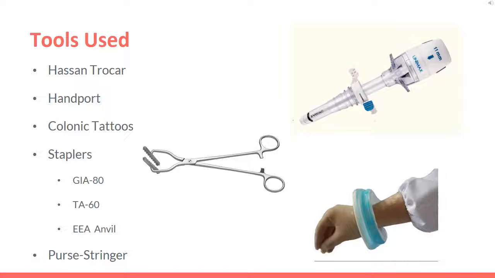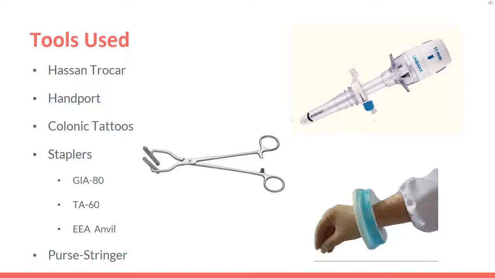This was a laparoscopic procedure which used a Hasson trocar, which is a blunt trocar that is inserted into the peritoneal cavity after making a small incision. This can be seen in the upper right corner. The hand port, which can be seen in the bottom right corner, is used in a laparoscopic surgery in a hybrid operation that allows the surgeon to introduce his non-dominant hand into the abdominal cavity through the port.